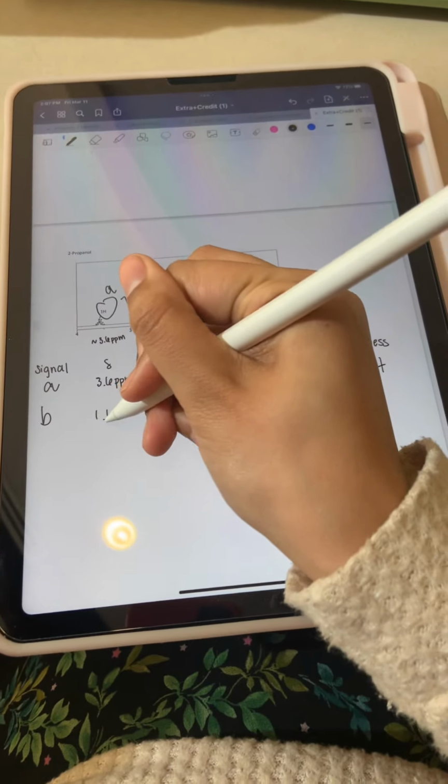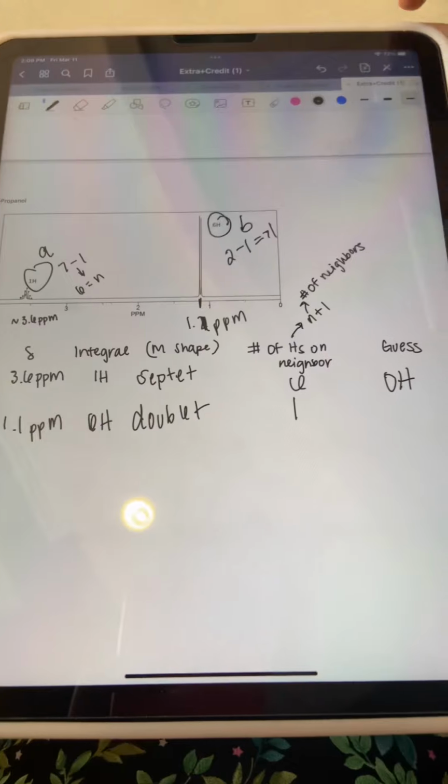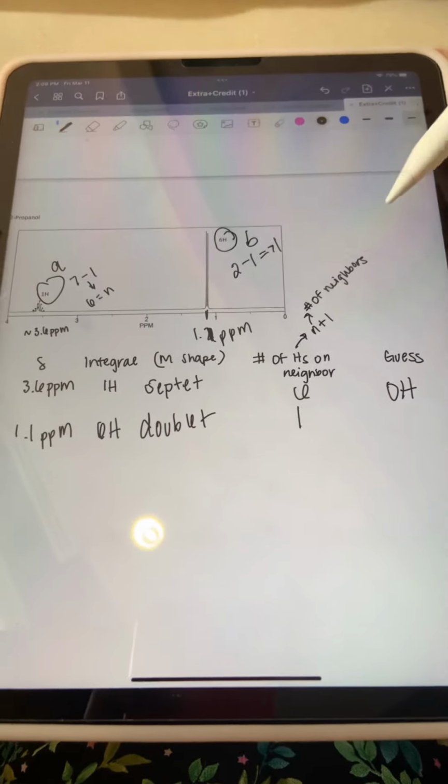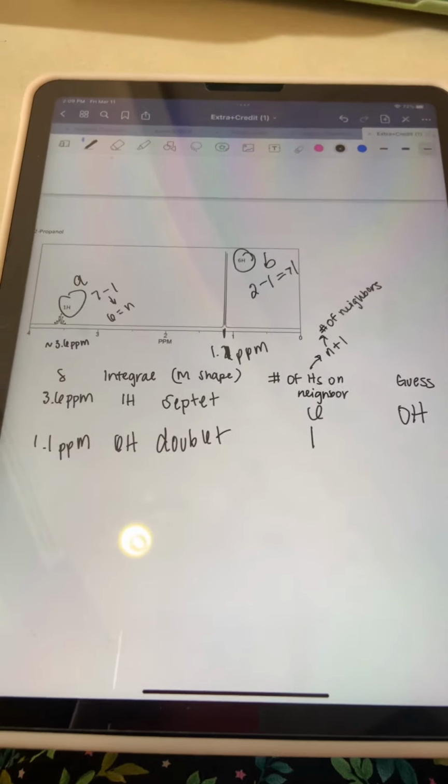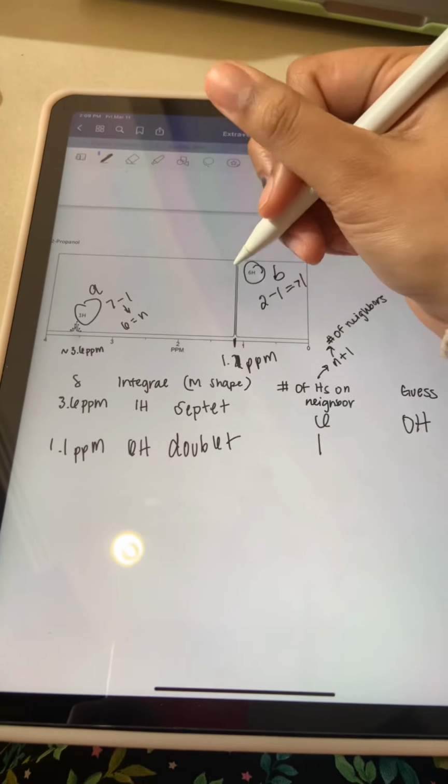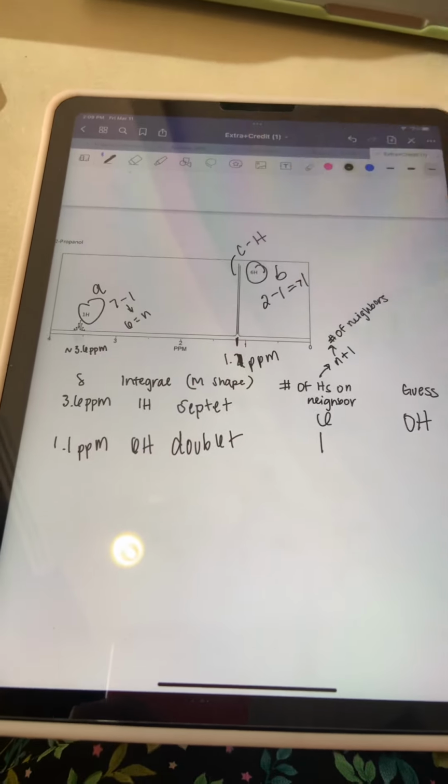And then again, we're going to do the same thing that we did to find the number of hydrogens for A. So we're going to do 2 because it's a doublet, minus 1, which gives you 1. So that means there's going to be one hydrogen as a neighbor. And a common rule in NMR is that anytime you have a doublet, it's most likely going to be a CH group.